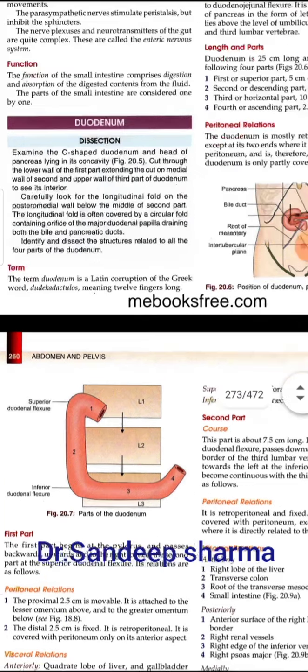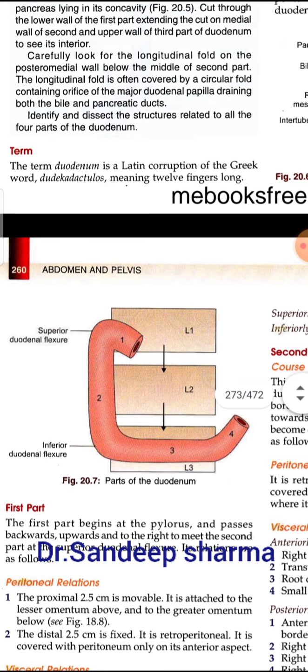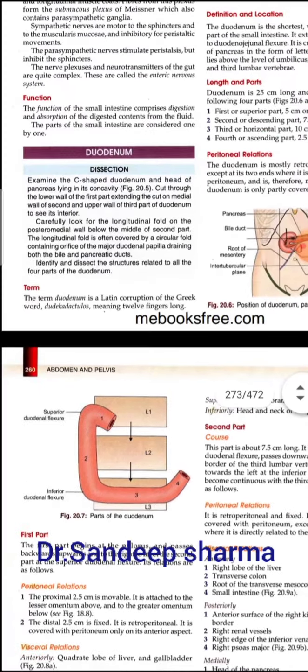So now it is clear, I think. If you want, you can see this diagram one more time. Whatever flexure you are seeing, a flexure is just a turn wherever it is taking a round shape. So this is the superior duodenal flexure above, and downwards you can see the inferior duodenal flexure. I think it is clear now.